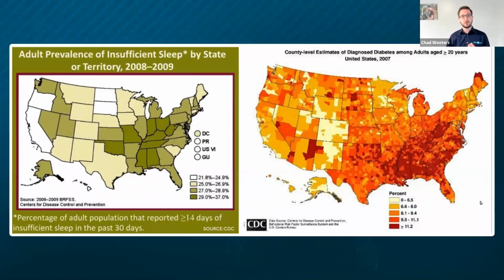When we look at what this is doing to our country, again, focusing here on the US, on the left-hand side, we have the graph of the prevalence of sleep deprivation over 14 days across the US based on state. In adults, it doesn't say the age group on this particular graphic here. But on the right-hand side, we have a graphic that is the level of diagnosed diabetes in adults over the age of 20.